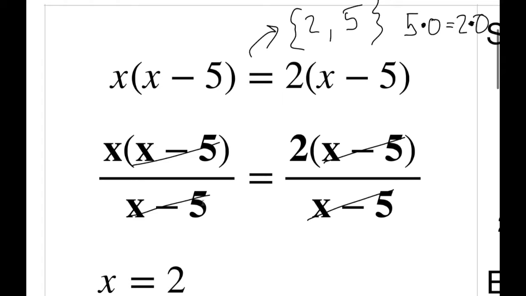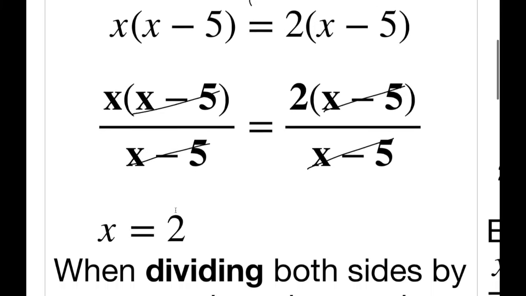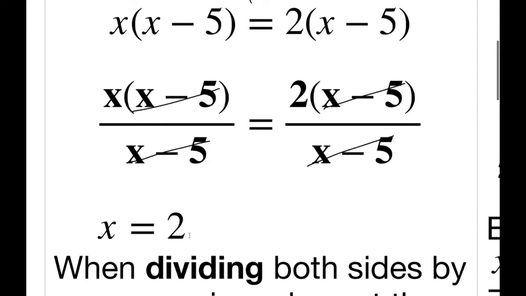You can divide both sides by x minus 5, and in order to do that, you can cancel. Everything cancels. Notice I'm not canceling just the x or just the 5. I'm canceling the entire factor because there's multiplication right here and multiplication right here. So when you do that, actually most of it cancels out. You're just left with x equals 2.